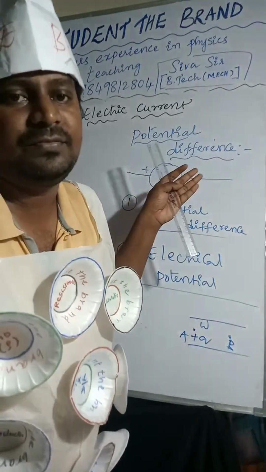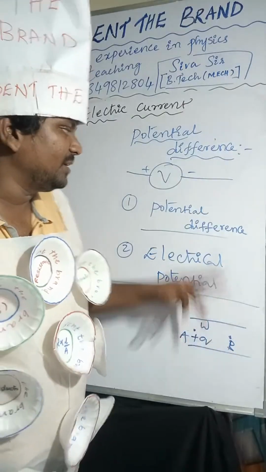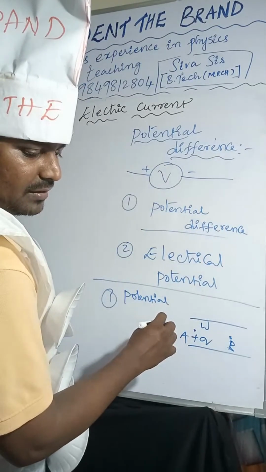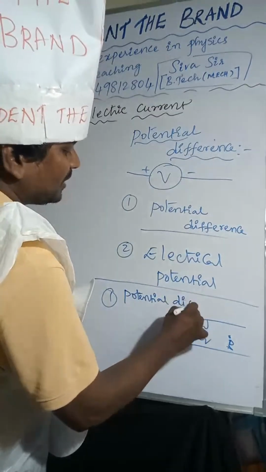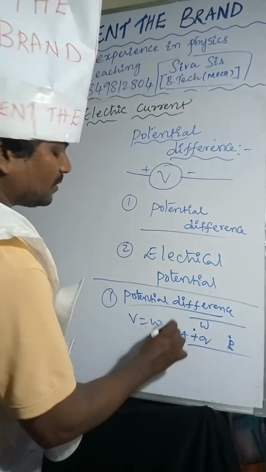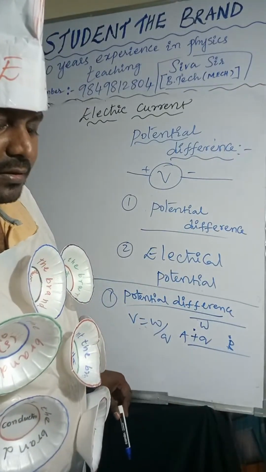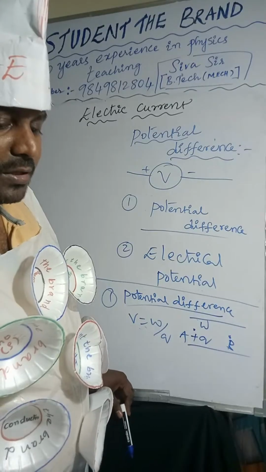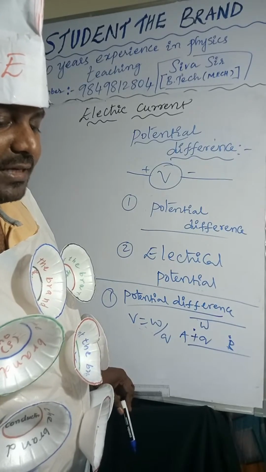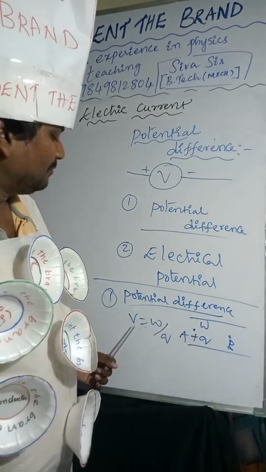That is called potential difference. So V equal to W by Q. What is W? Work.